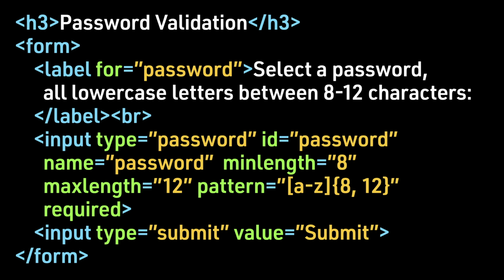Input opening tag, type attribute equals password in quotation marks, ID attribute equals password in quotation marks, name attribute equals password in quotation marks, min length attribute equals 8 in quotation marks, max length equals 12 in quotation marks, pattern attribute equals bracket A to Z bracket 8, 12 bracket in quotation marks required, line break. Input opening tag, type attribute equals submit in quotation marks, value attribute equals submit in quotation marks, form closing tag.